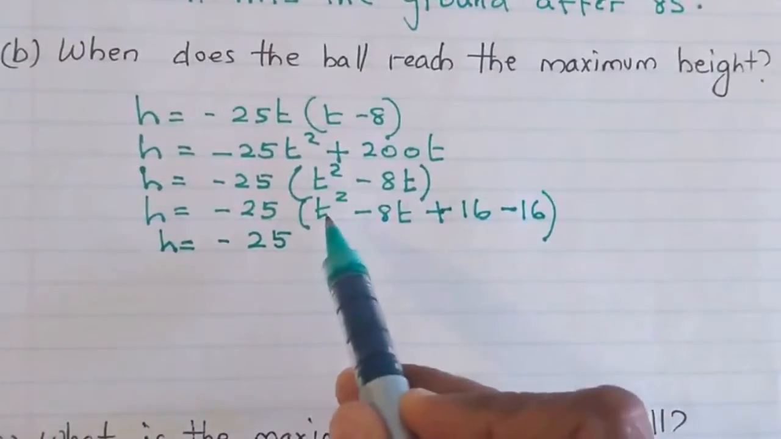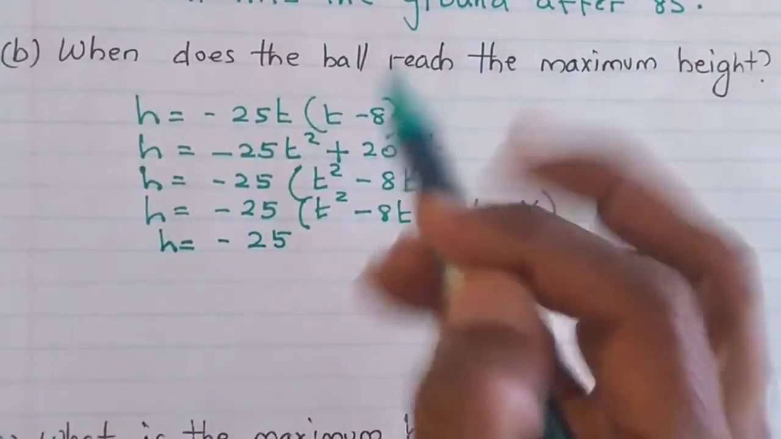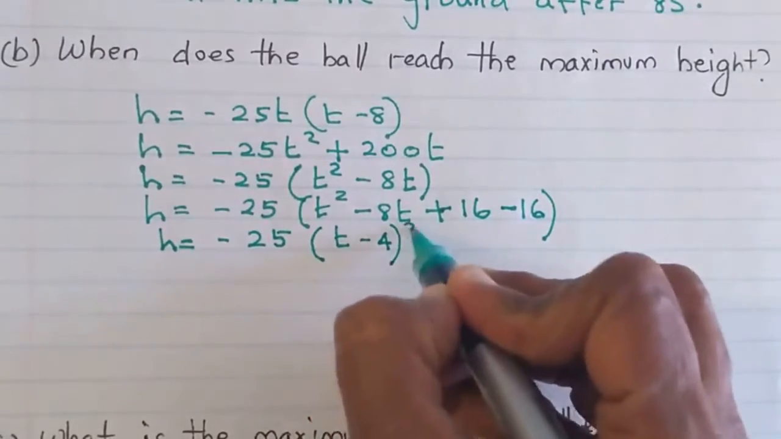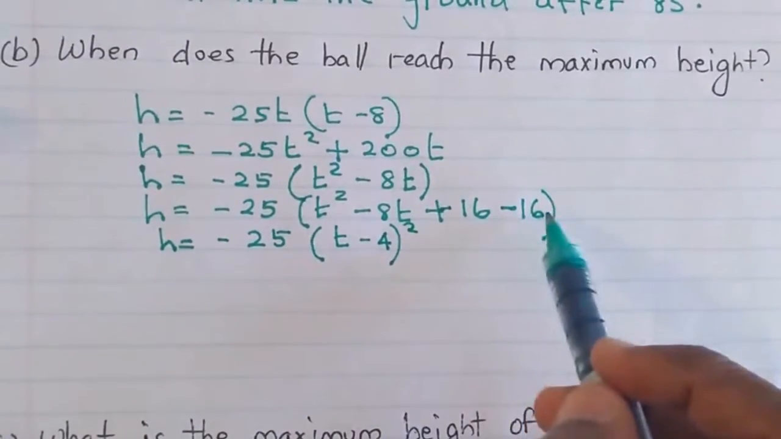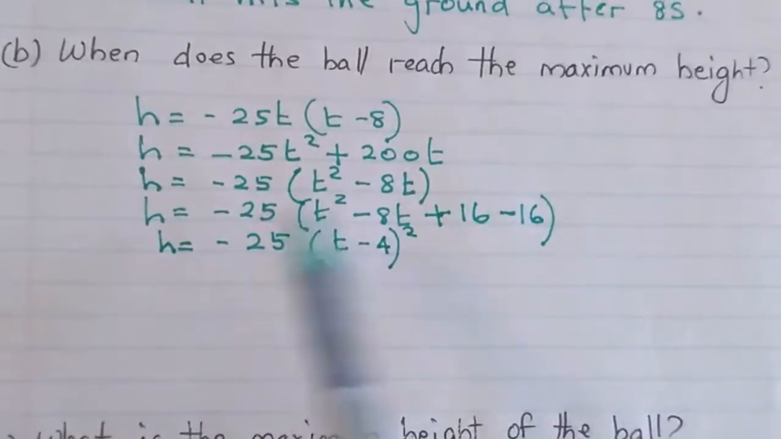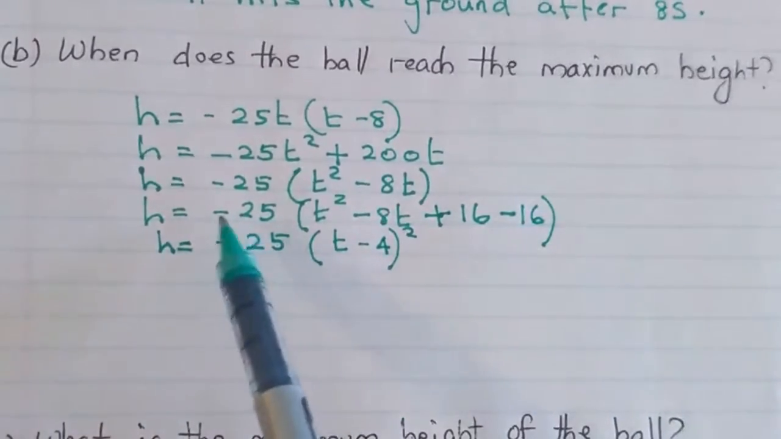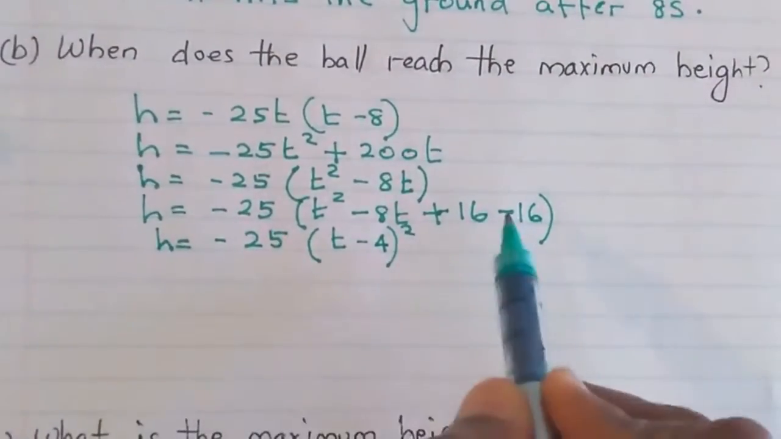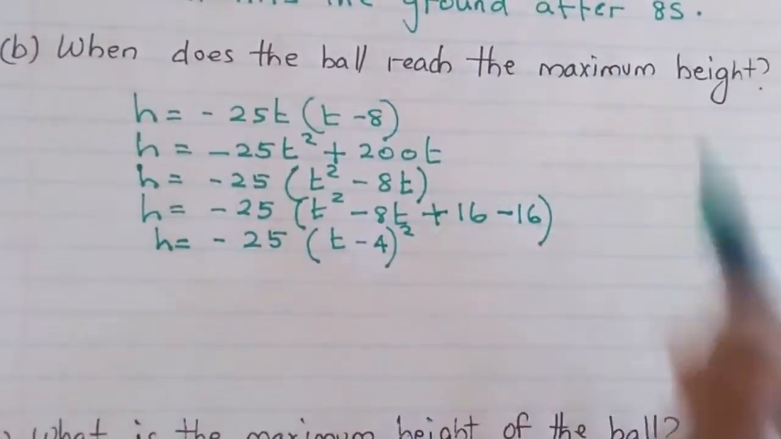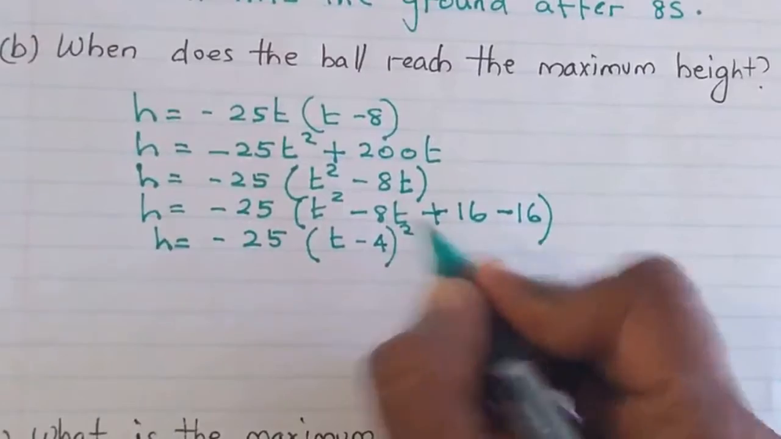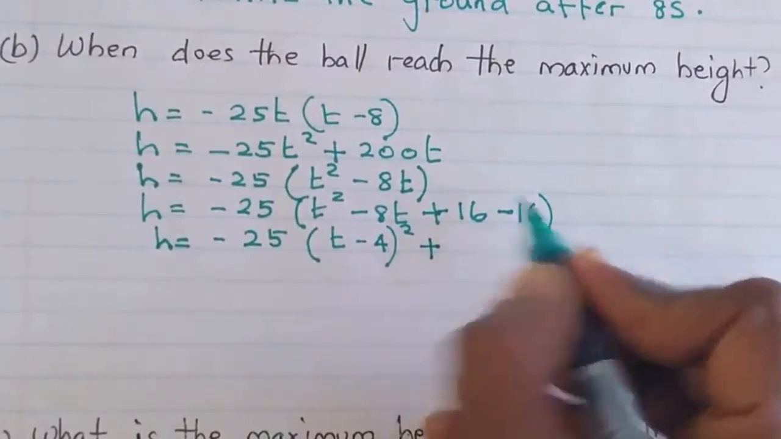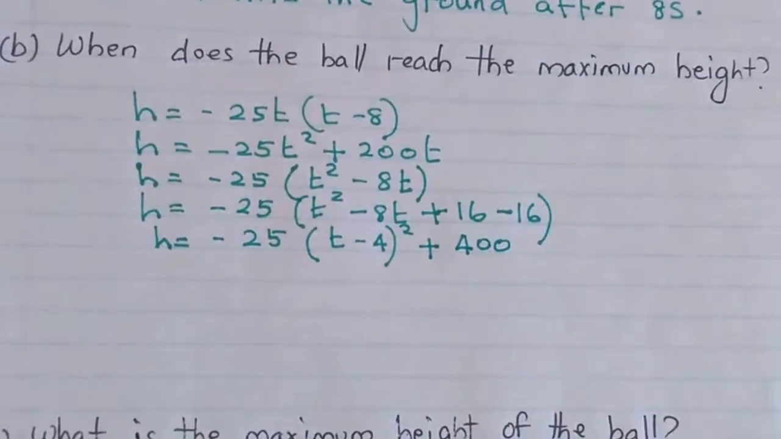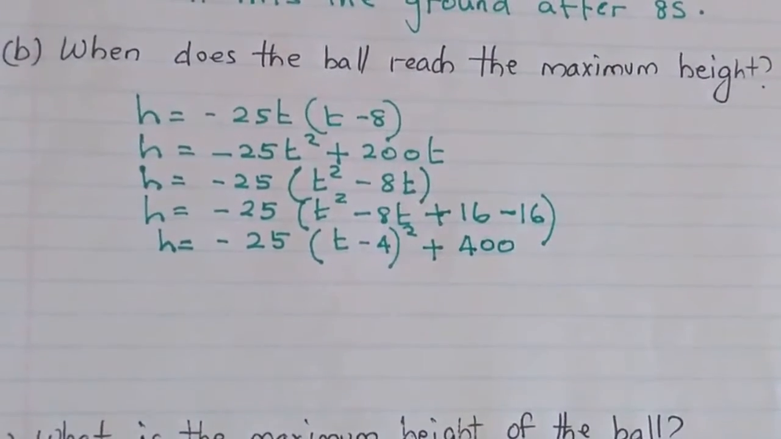So I'm going to use these three terms to write the perfect square, which is (t minus 4) squared. Now this negative 16 has to be dealt with as well. We have negative 16 here and negative 25 out. So when I take it outside the bracket, it's multiplied by negative 25, so that's going to be a positive number. 16 times 25 is 400. So that would be the vertex form that we were looking for.